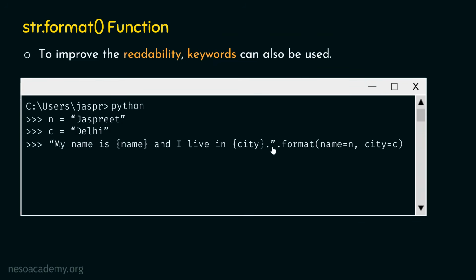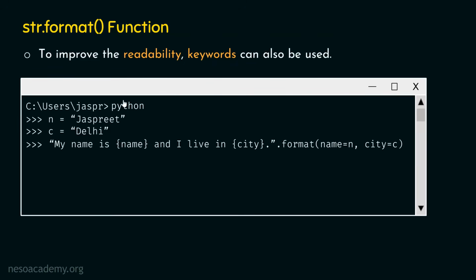After the string ends, we need to write .format, and then within these round brackets we need to specify name equal to n, comma city equal to c. So in place of these actual variables n and c, we can refer to these keywords name and city. So to improve the readability, keywords can also be used.